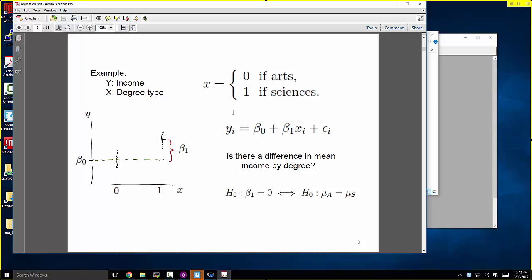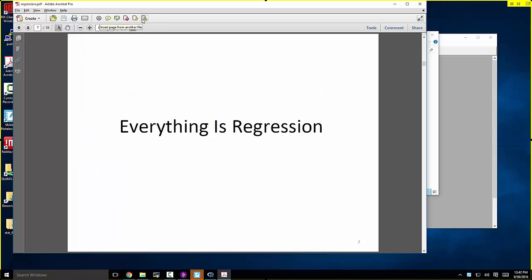Let's see. I'm going to keep talking about regression today. We'll be doing regression all of next week as well. And we'll continue doing regression when we get to correlated data, and when we get to survival data. So lots of regression. Everything is regression.